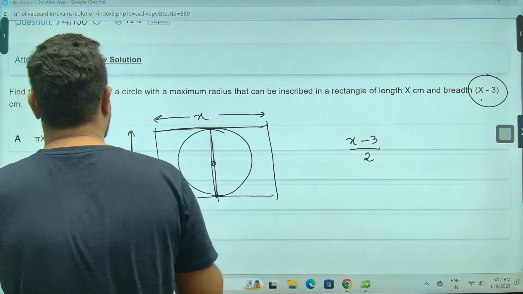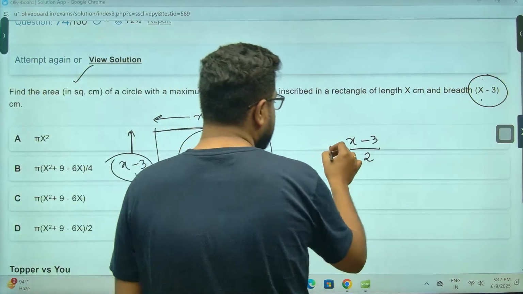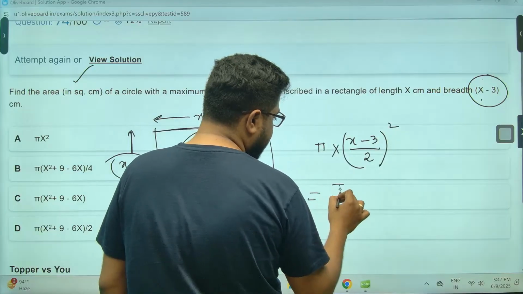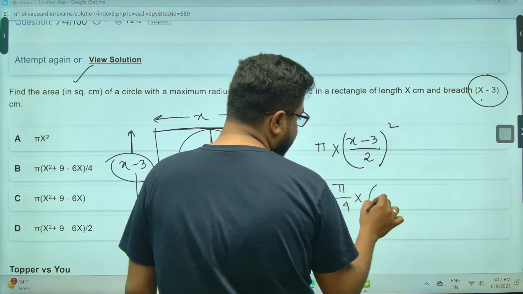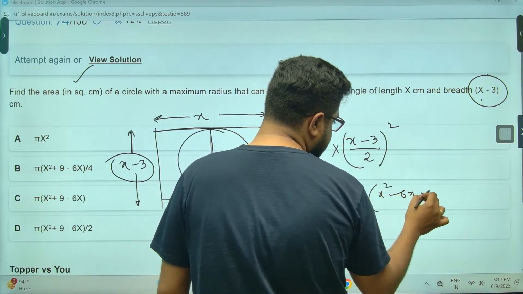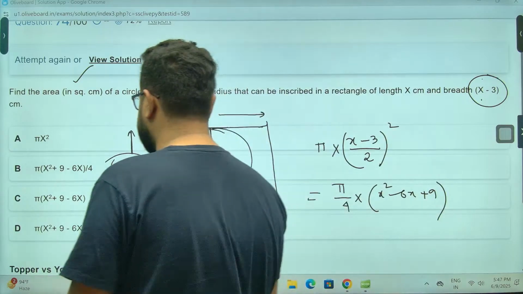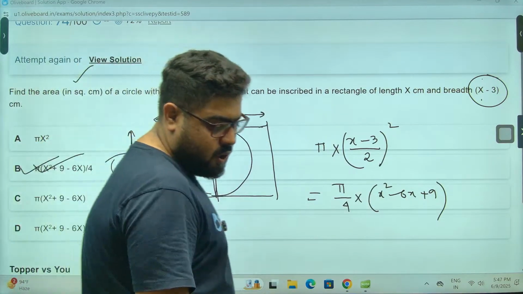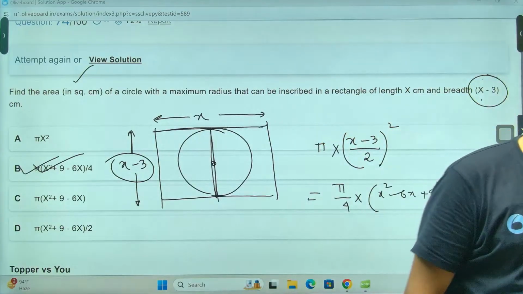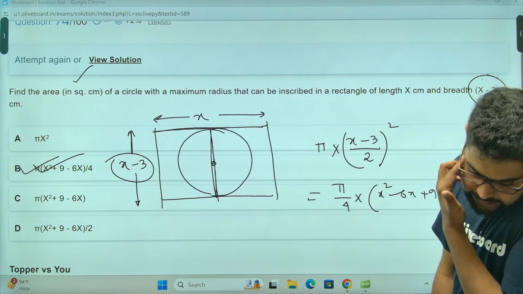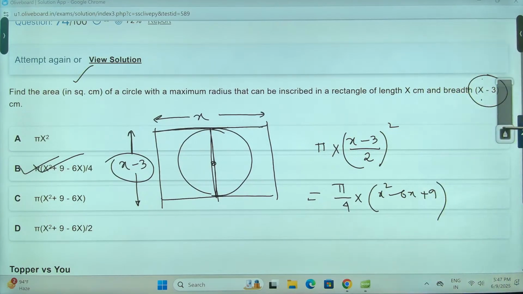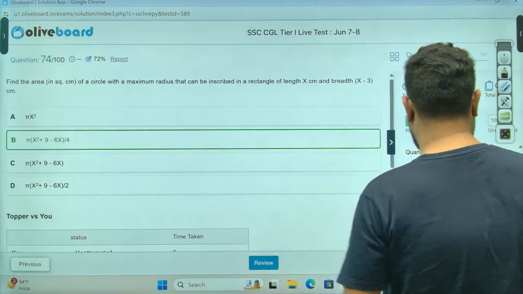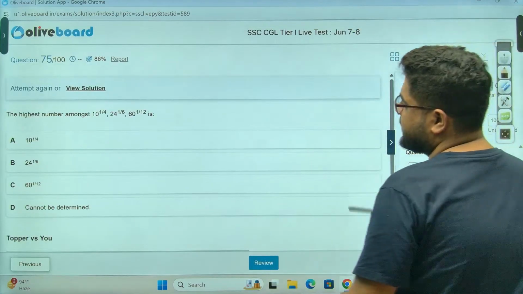They're asking for the area in terms of this. So pi times this thing squared. Pi by 4 times x squared minus 6x plus 9. Check the options. Option B has to be the answer. Reena, Raghu, everyone, you guys are 100% correct. It was B.